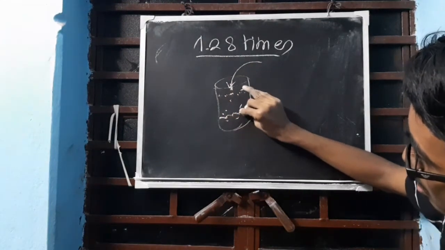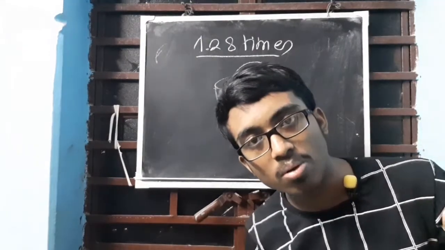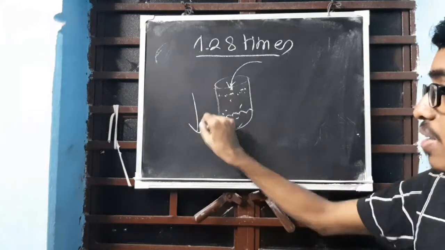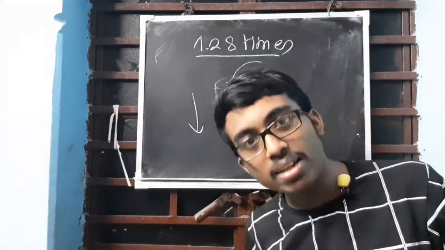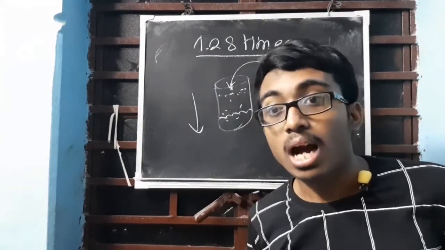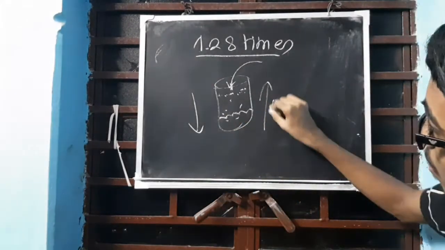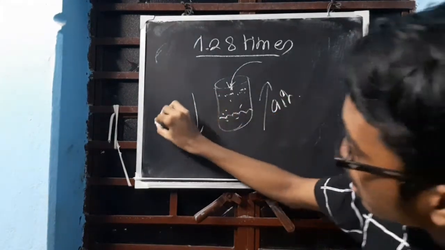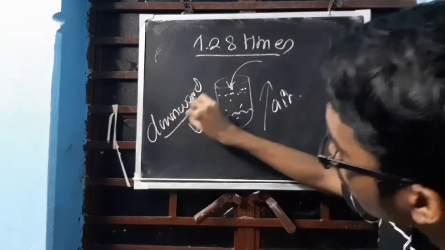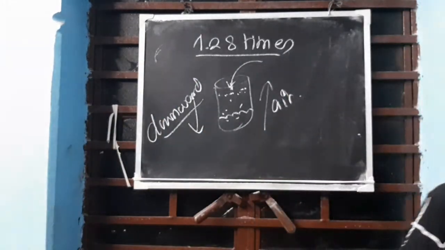So this part will be gradually covered by only air. And this part, let us take, will be covered by HCl. So what is happening? HCl is settling down. Now think properly. HCl is going downwards, right? So downward delivery of HCl. You will not write downward displacement of air. Upward displacement of air. Air is going over here, upward, right? But HCl is going downward. So either you have to use the term downward delivery of HCl or upward displacement of air.